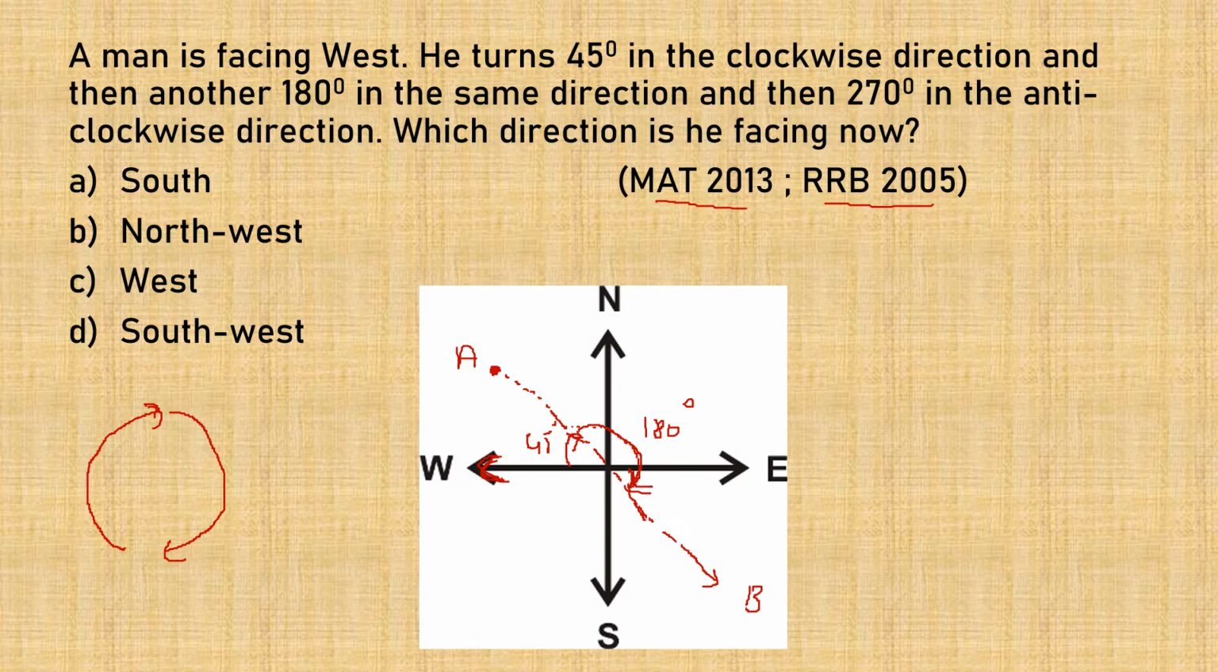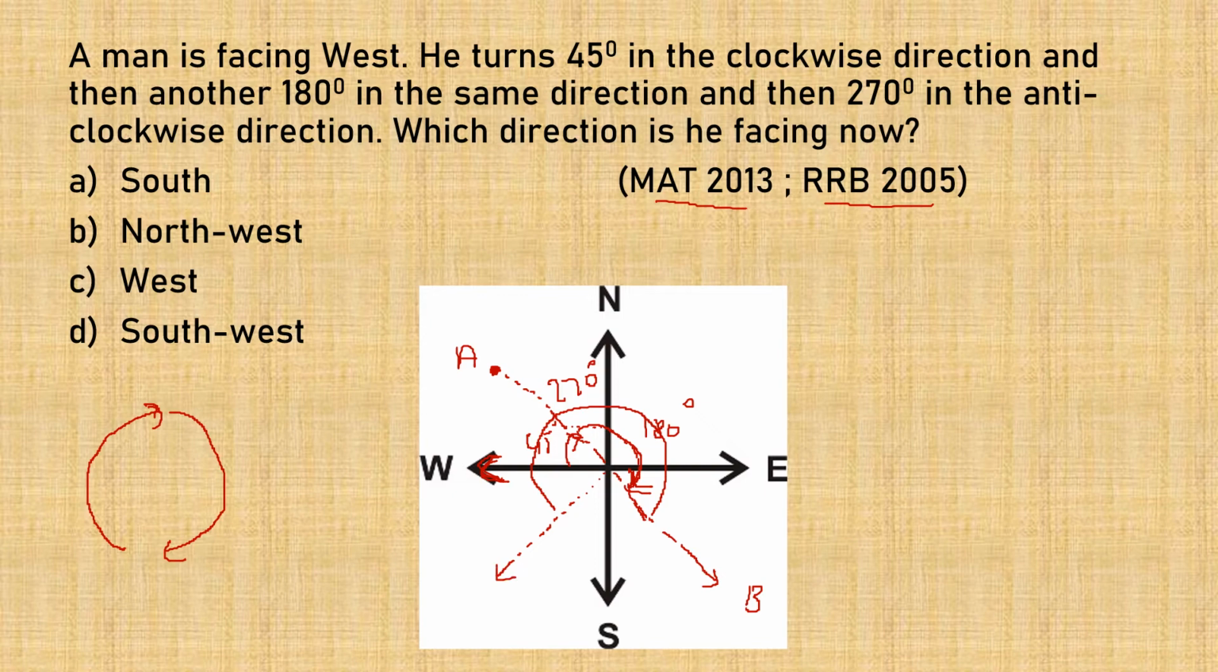And after this, he took a 270 degrees turn in the anti-clockwise direction. So 270 degrees, what does it mean? It means 180 plus 45 and another 45, that makes it 270. So what will be our answer? So this is how we get this 270 here. So that means the man is now at this point.